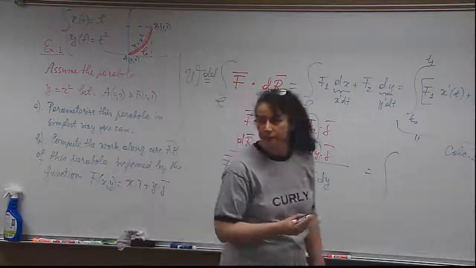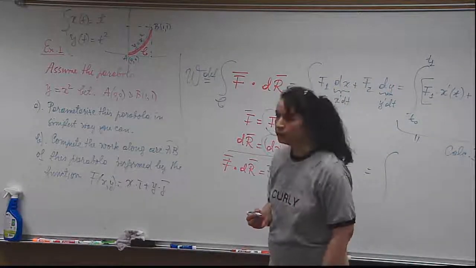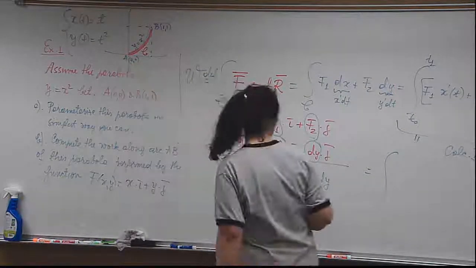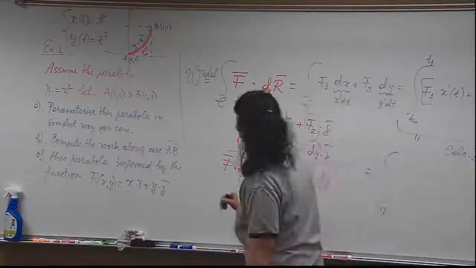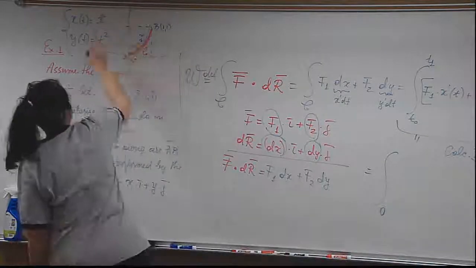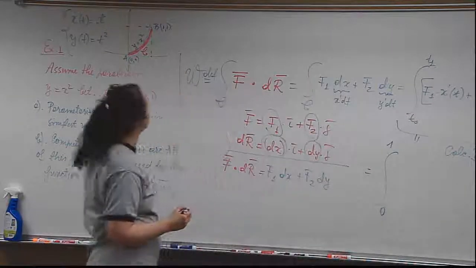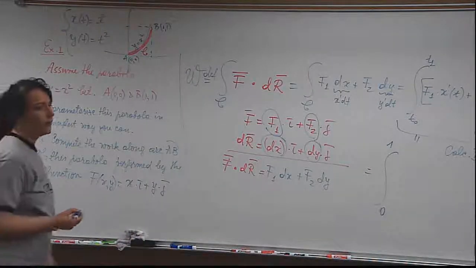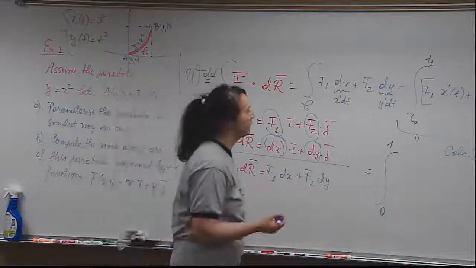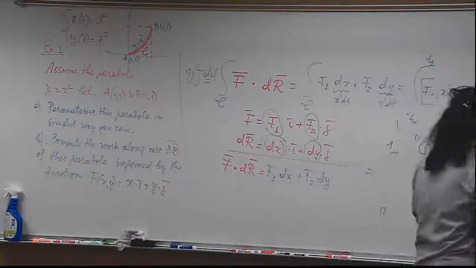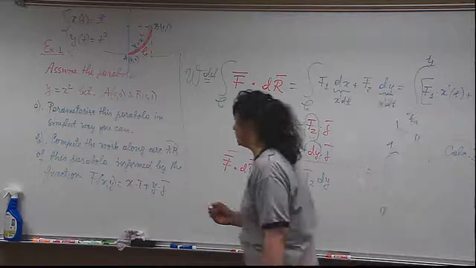T0 for me is what time? When did we leave this? 0. And when did we arrive? At 1 o'clock. I arrived when t is 1. Whatever it is, 1 second or whatever, depending on our particle. Okay. From 0 to 1. Now, who is F1?